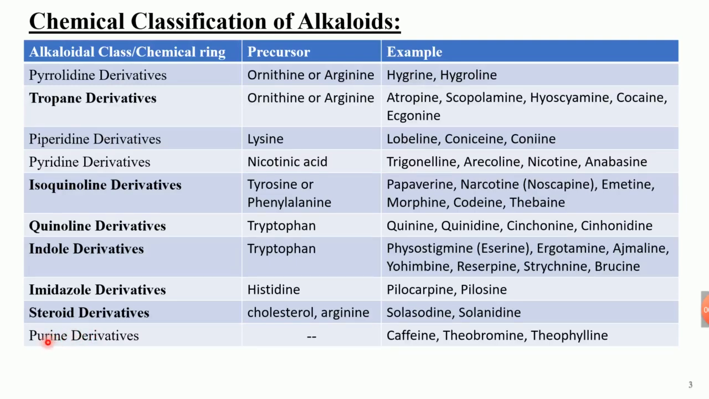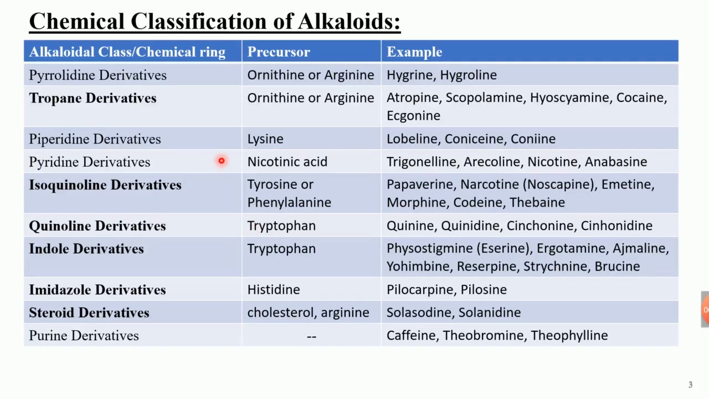Next is purine derivative. Purine derivative or purine class of alkaloid comes under pseudoalkaloid. So pseudoalkaloids are not synthesized from amino acid. Therefore, there is no source or precursor written here. And next is the example of purine alkaloid, as we saw, it's caffeine, theobromine, and theophylline.